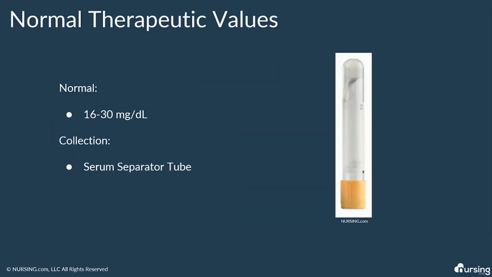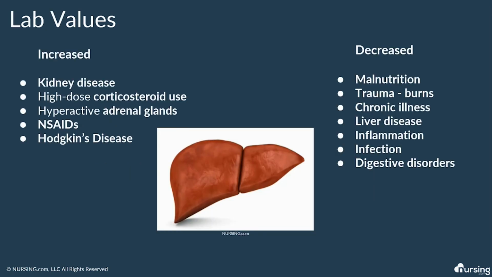Normal therapeutic values are between 16 and 30 milligrams per deciliter. This specimen is collected in a serum separator tube. Lab values will be increased in the case of kidney disease. Also, if there's high-dose corticosteroid use. It will also be increased if we have hyperactive adrenal glands or long-term or high-dose use of NSAIDs, and also in Hodgkin's disease.